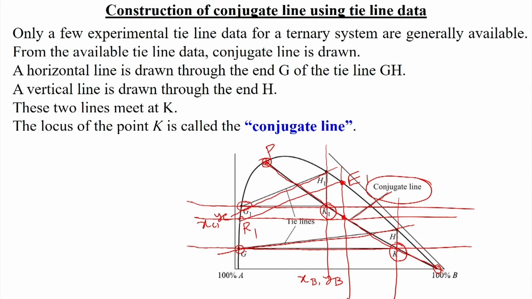So if we want to get the extract and raffinate points from the conjugate line, we follow this. Or if we have the mixture, it is very easy: from the mixture point we get the conjugate line, and we get the extract and raffinate points as well as their compositions.